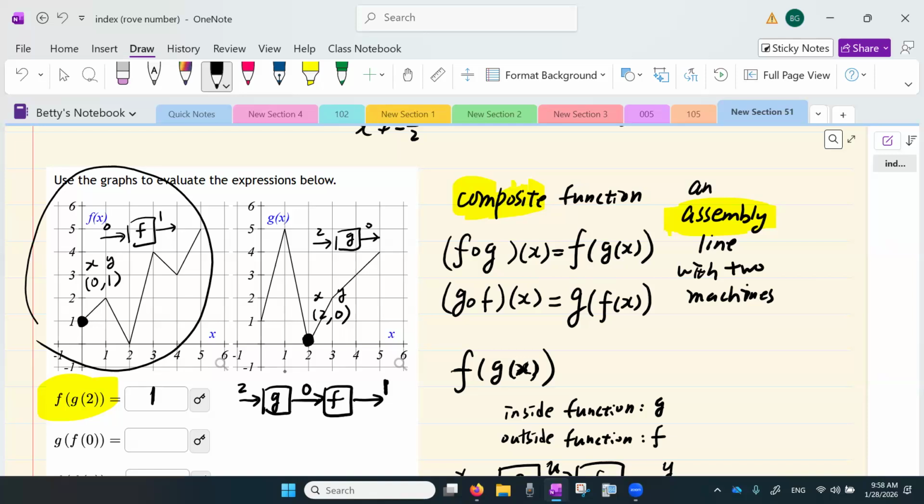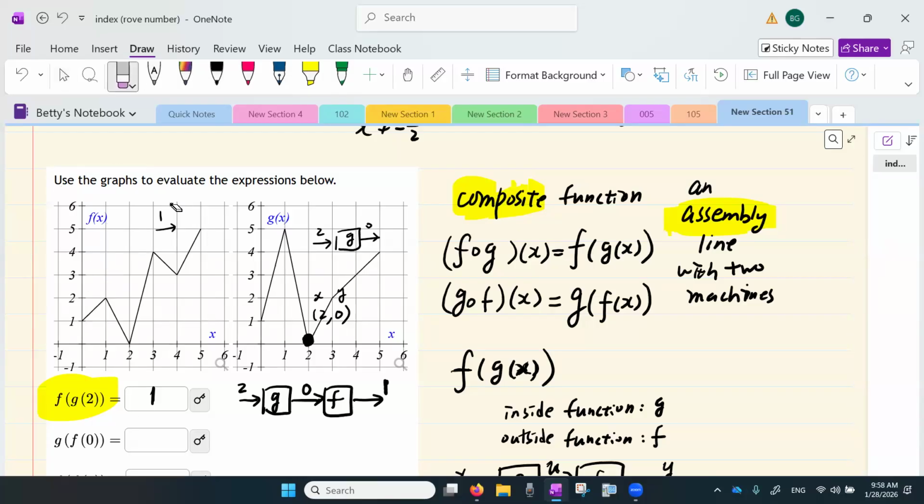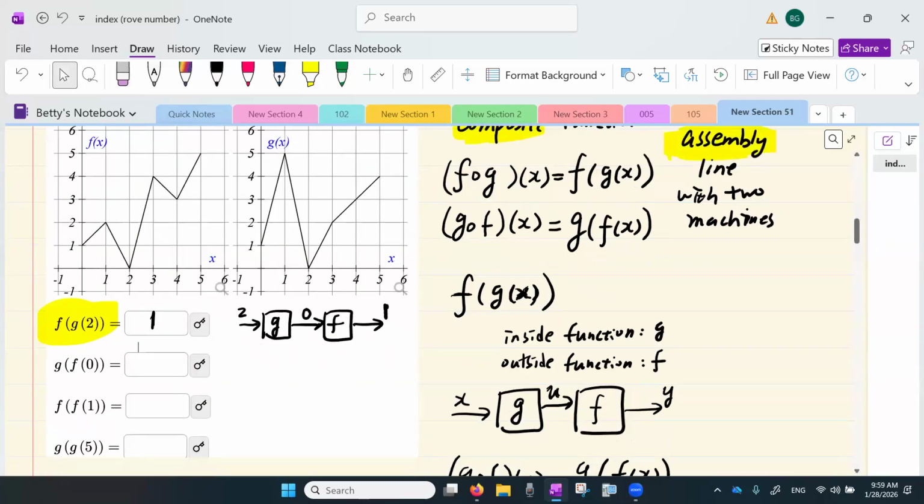Is that doable? A composite function, with just two functions in it, an inside function and an outside function, is just an assembly line with two machines connected to each other. All right. Let me erase those, and then we're going to move to the next question. I'd like you to try a little bit, to think for yourself first.